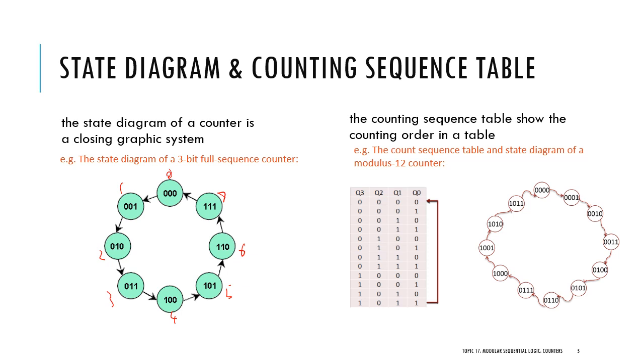Same for the counting sequence table. Basically, we just change this diagram to a table, but it's a similar thing. So counting from 0, 1, until 11 in this case. So this is a mod 12 counter, a truncated counter, but you need to add this arrow back to the initial state to tell that this is a counter. It goes back to its initial state after the last count.